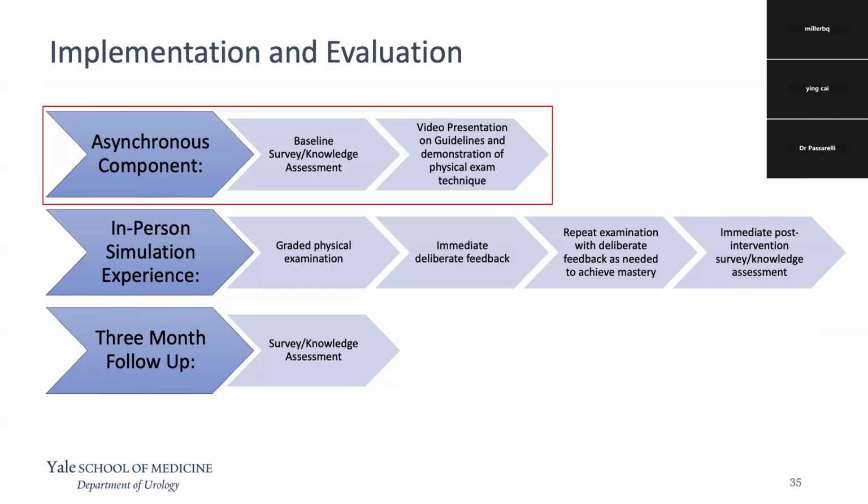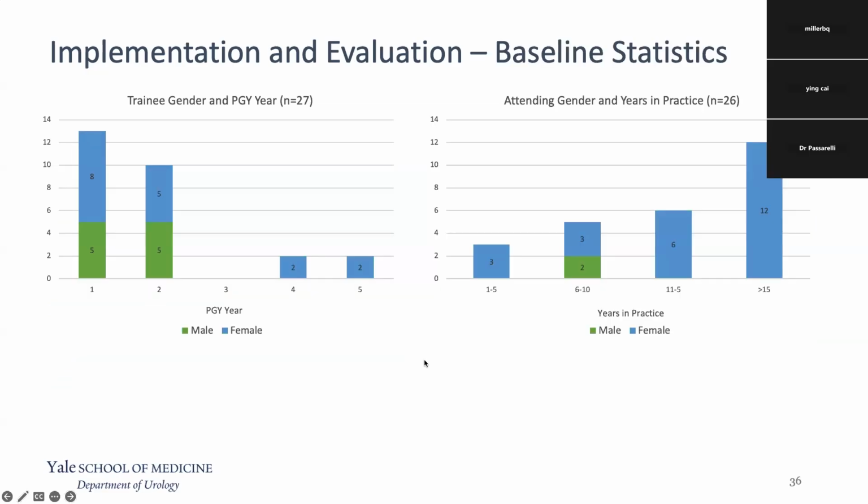So diving into a little more detail about the strategy and what we did on the education. The first part was the asynchronous component. Again, we gave a survey and then showed a video. So we had 27 residents and 26 attendings complete the survey.